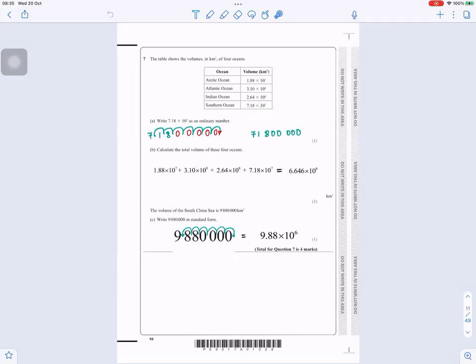The volume of the South China Sea is 9,880,000 kilometers cubed. Write 9,880,000 in standard form. You count 1, 2, 3, 4, 5, 6. So it's 9.88 times 10 to the power of 6.